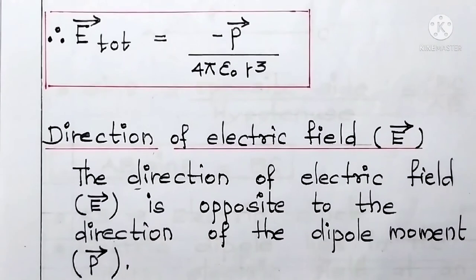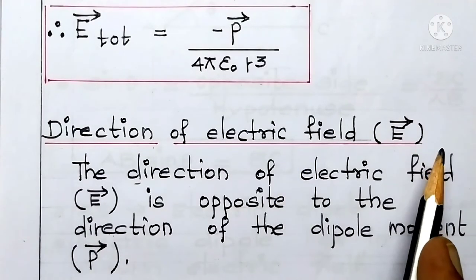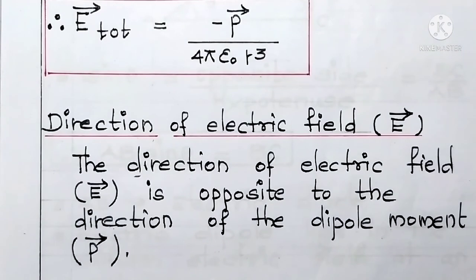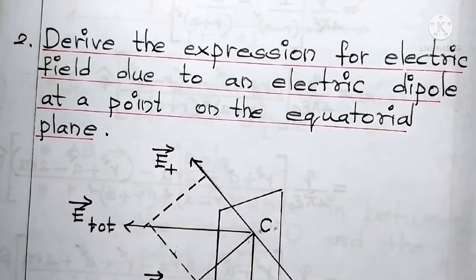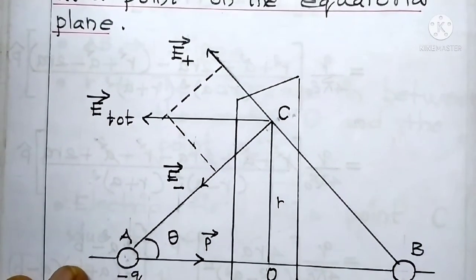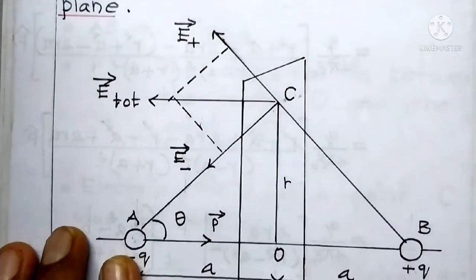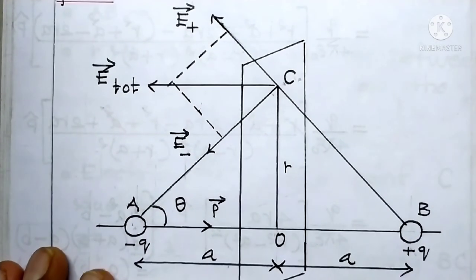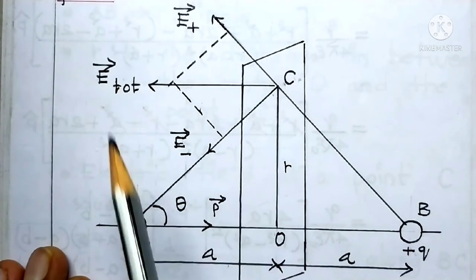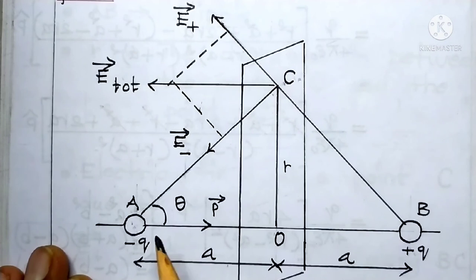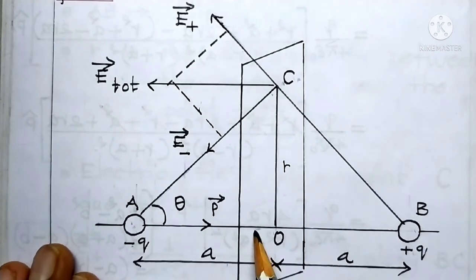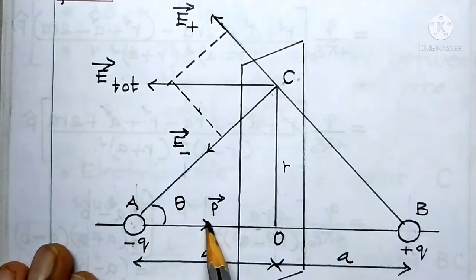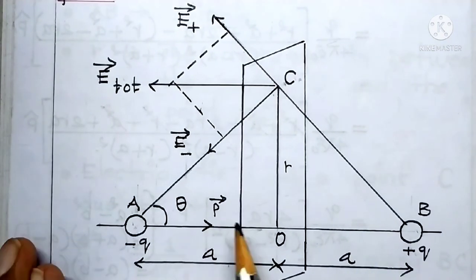Now we are going to find the direction of the electric field. Before that, now let us have a closer look at the diagram. So here comes the diagram. Here, which is the direction of the total electric field? From right to left. What about the direction of the dipole moment? Dipole moment's direction is always from minus q to plus q. So here it is in this direction. So both this direction and this direction are in opposite directions.